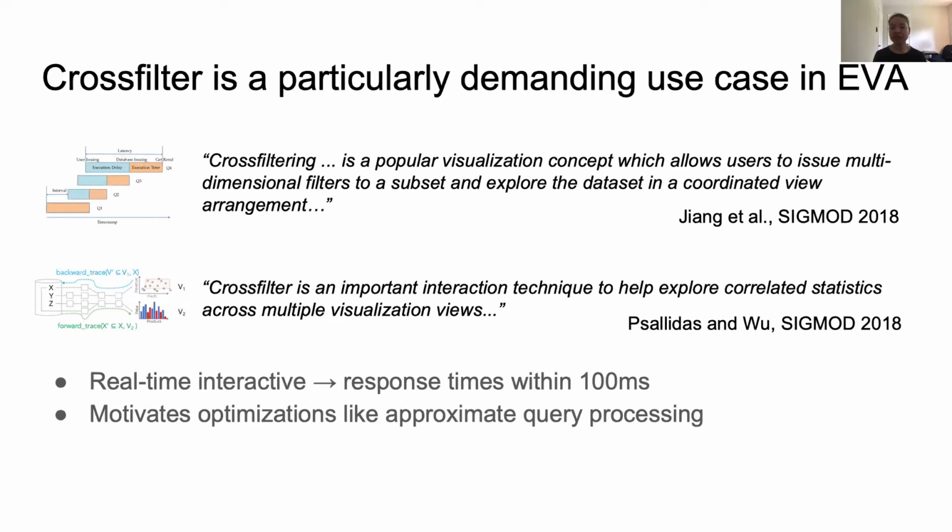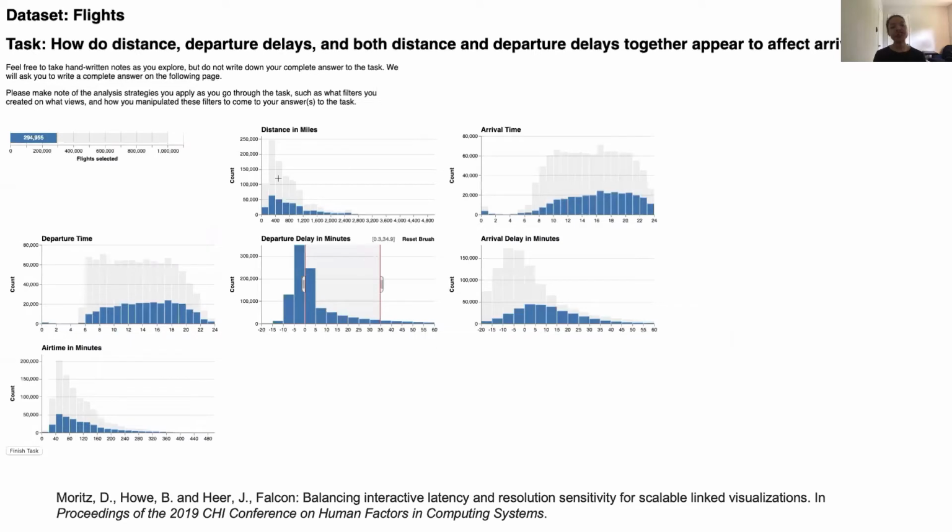But what is cross-filter and how does it work? So here's an example with a user exploring on-time flight performance data using a cross-filter system developed at the University of Washington called Falcon, which we also use for our study. Here, the user is exploring 6 different attributes, each visualized as a different histogram. And the user can interact with these histograms using what's called brush filters.